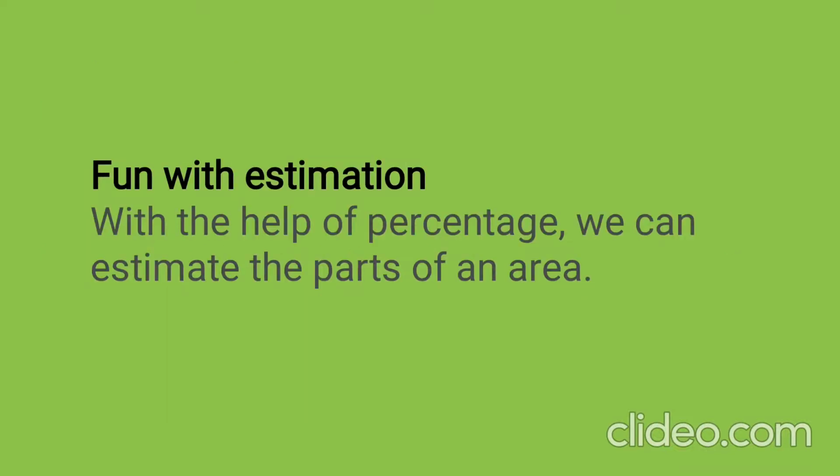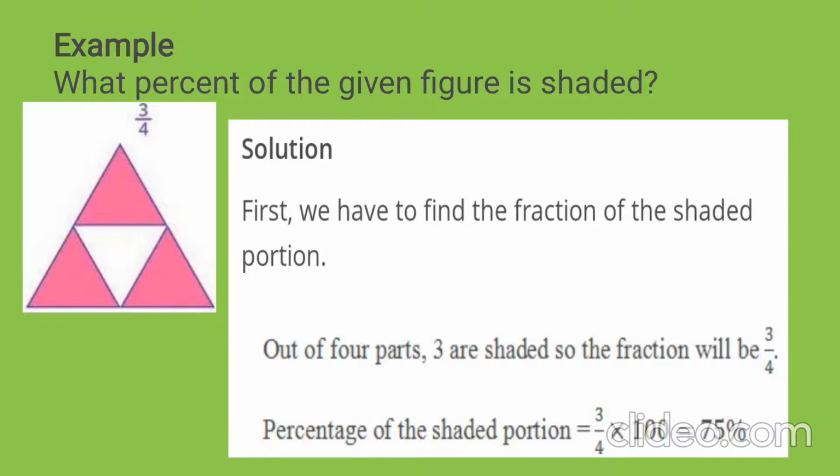Fun with estimation. With the help of percentage, we can estimate the parts of an area. Let us take an example here. What percentage of the given figure is shaded? Well, first we have to find the fraction of the shaded portion. Out of 4 parts, 3 parts are shaded. So the fraction will be 3 by 4. The percentage of the shaded portion is equal to 3 by 4 into 100, that is 75%.